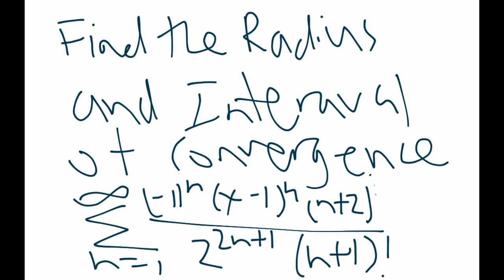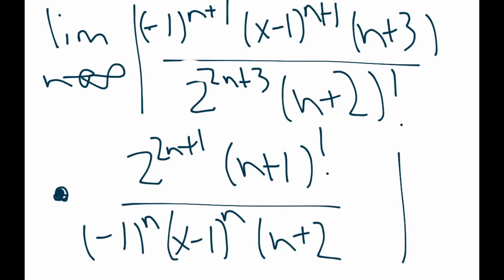Find the radius and interval of convergence of the series sigma from n equals 1 to infinity of negative 1 to the n times (x minus 1) to the n times n plus 2 over 2 to the 2n plus 1 times (n plus 1) factorial. Using the ratio test, we get the limit as n approaches infinity of the absolute value of negative 1 to the n plus 1 times (x minus 1) to the n plus 1 times n plus 3 over 2 to the 2n plus 3 times (n plus 2) factorial times 2 to the 2n plus 1 times (n plus 1) factorial over negative 1 to the n times (x minus 1) to the n times n plus 2.